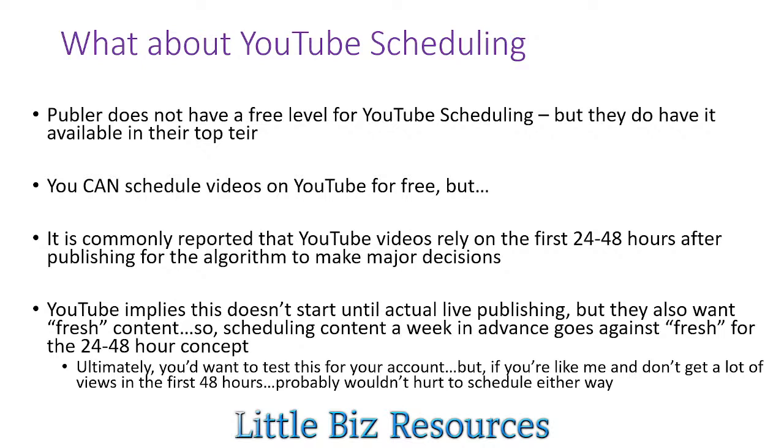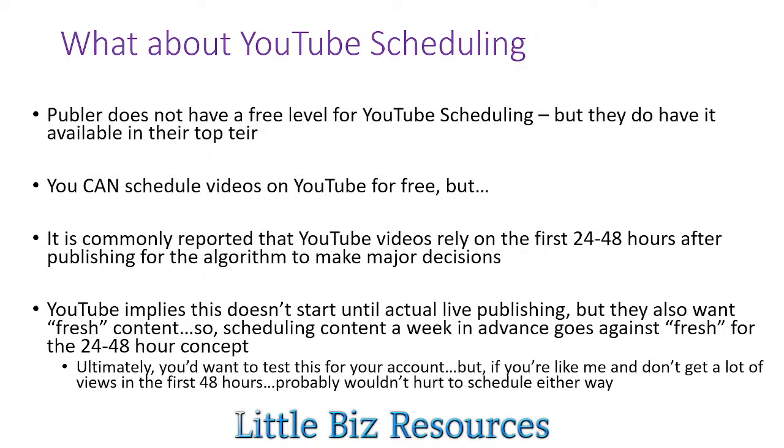It technically publishes it, but as private. Keeping that in mind, how YouTube is doing it, it's still on their platform. Theoretically, if somebody got a hold of the link, they could watch it. You could send it to somebody to review before it goes live, et cetera. But there are a couple things that make me question this. It is commonly reported that YouTube videos rely on the first 24 to 48 hours after publishing for the algorithm to make major decisions.